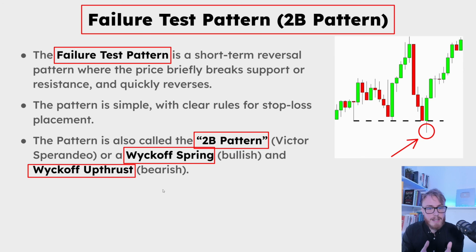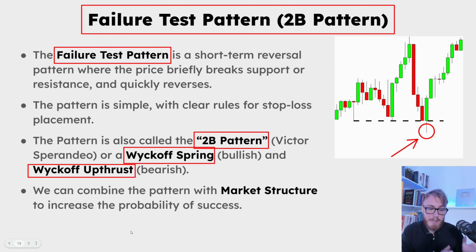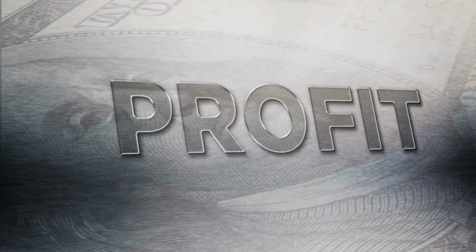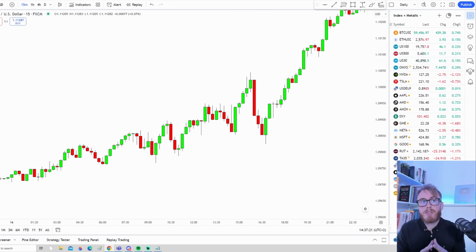So if you learn the general rules about this pattern, you don't really have to worry about the name. The name is not important. What is important is that we understand the actual pattern. And here, and this is very important, we can of course combine the pattern with market structure to increase the probability of success. As you guys know, no pattern will work all the time, but what we as traders can do is try to increase the probability of success, and as a result, our probability of being consistently profitable.